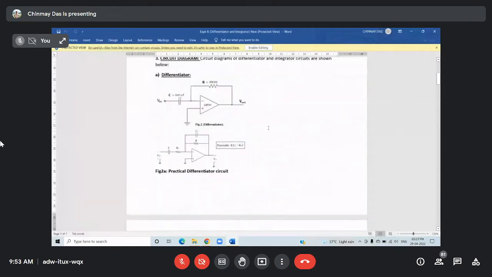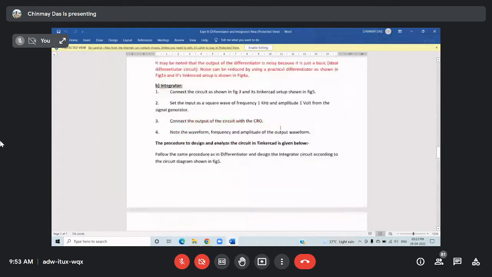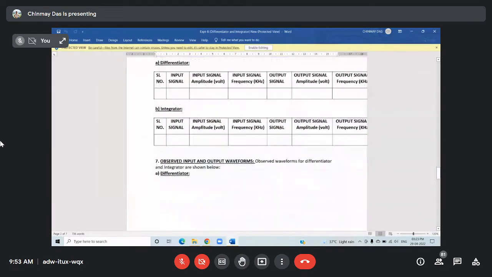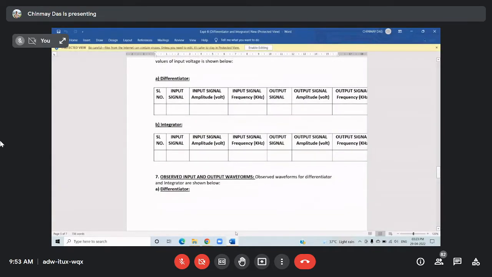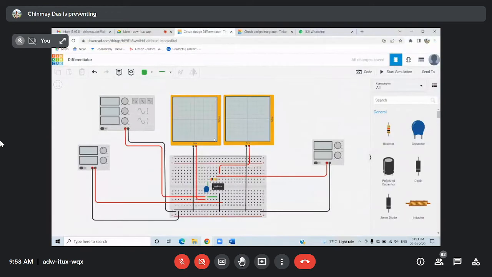So this circuit has to be implemented for the differentiator, and this is for the integrator. Values are given in the manual. Okay, so this is the observation table. I have already designed the integrator circuit. There is a little change in capacitance value and resistance value. You can note it down.